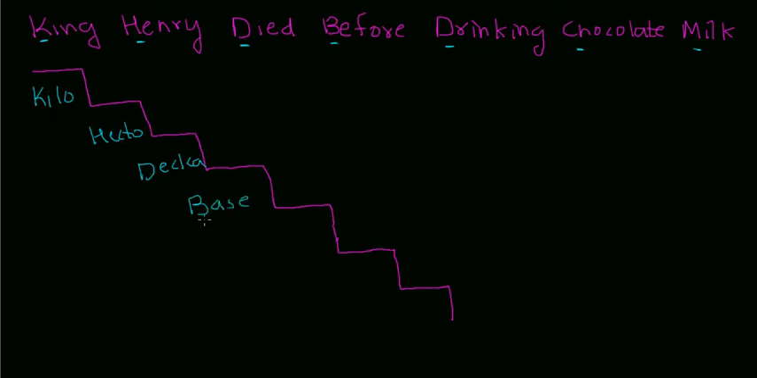Now I'll be covering up what's the base unit right after I'm done with this ladder. So D from drinking would be deci. The C from chocolate would be centi, and the M from milk would be milli.